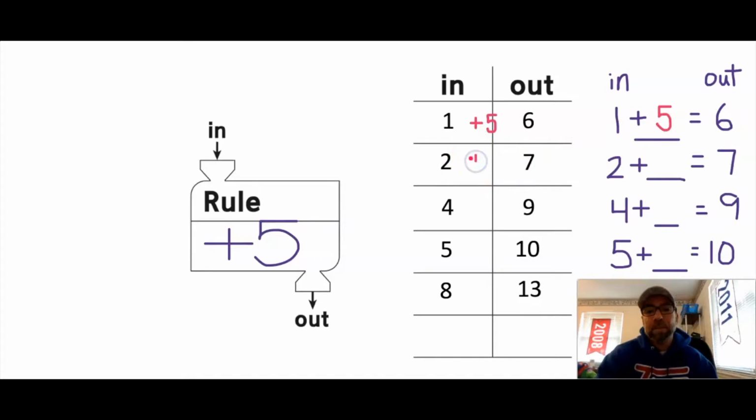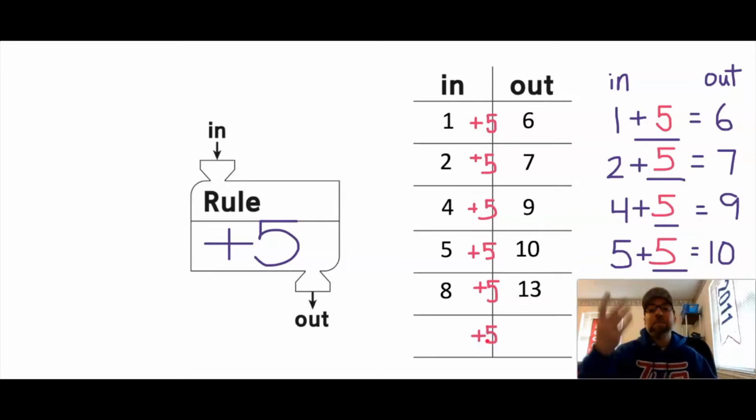2 plus 5 equals 7. 4 plus 5 equals 9. 5 plus 5 equals 10. 8 plus 5 equals 13. And then you get to make up your own. You can start with any number you want, but then you have to follow the rule. Add 5 to that number. Go ahead and make up your own.